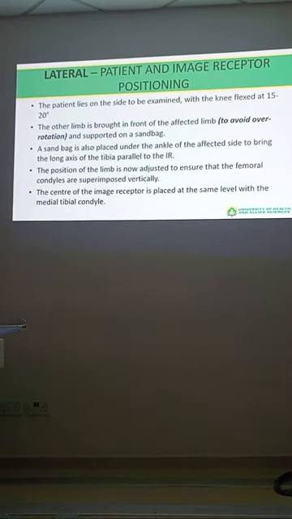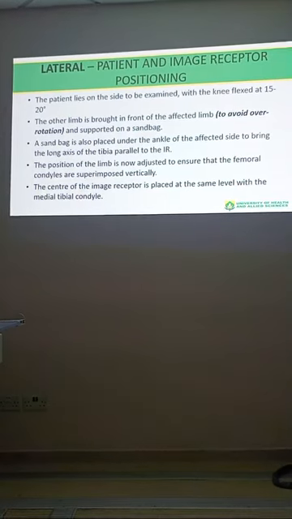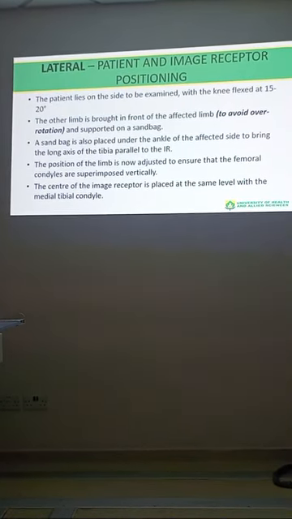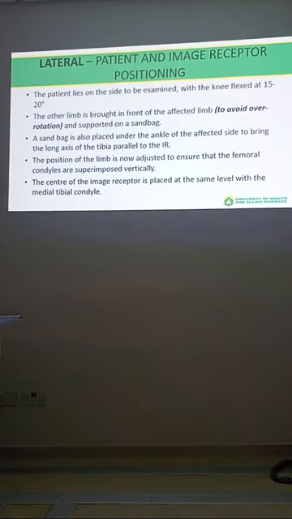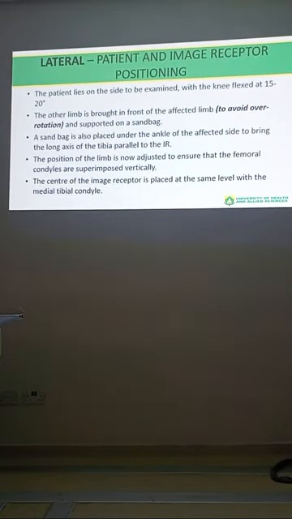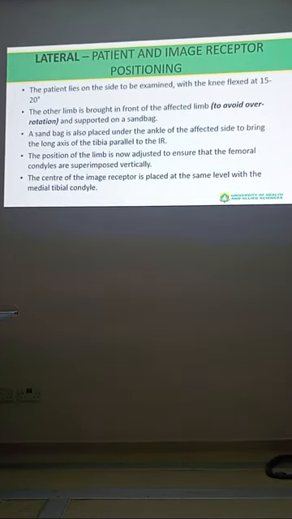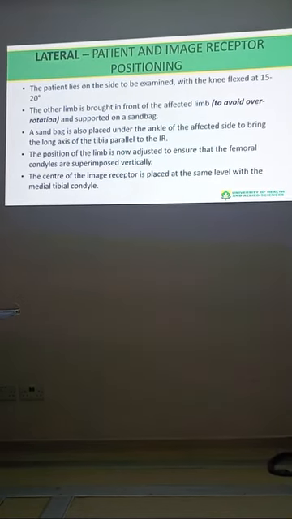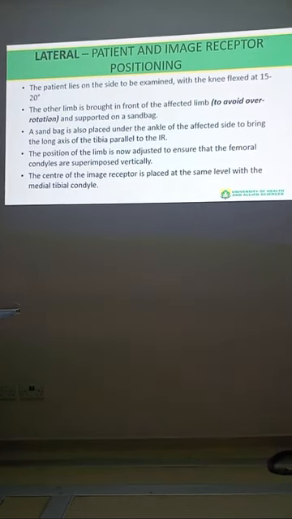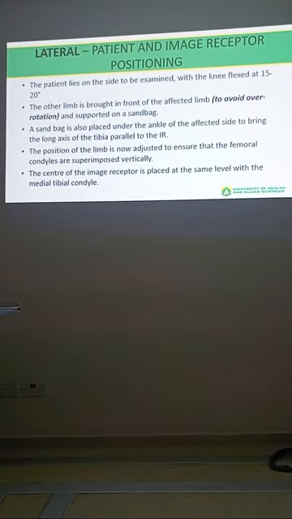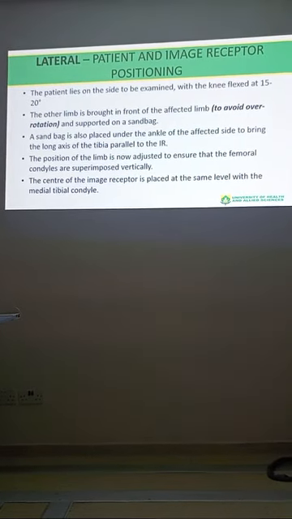The other limb is brought in front of the affected limb, and a sandbag is placed under the ankle of the affected side to bring the long axis of the tibia parallel to the image receptor. The position of the limb is now adjusted to ensure that the femoral condyles are superimposed, vertical. The center of the image receptor is placed at the same level as the medial tibial condyle.